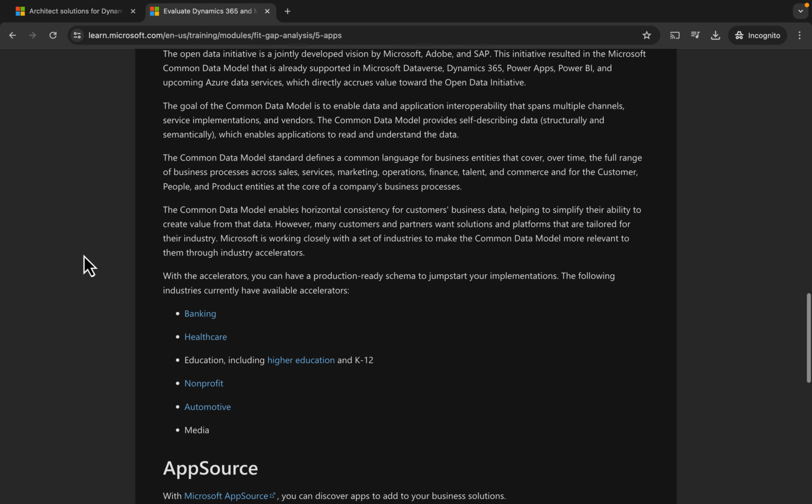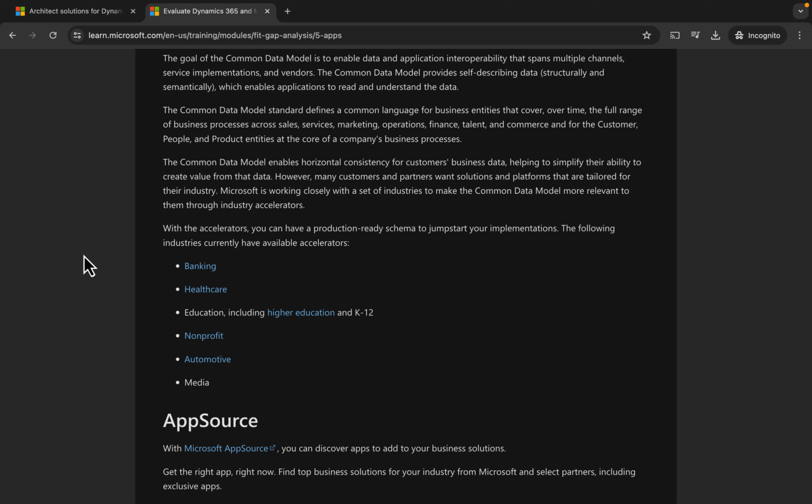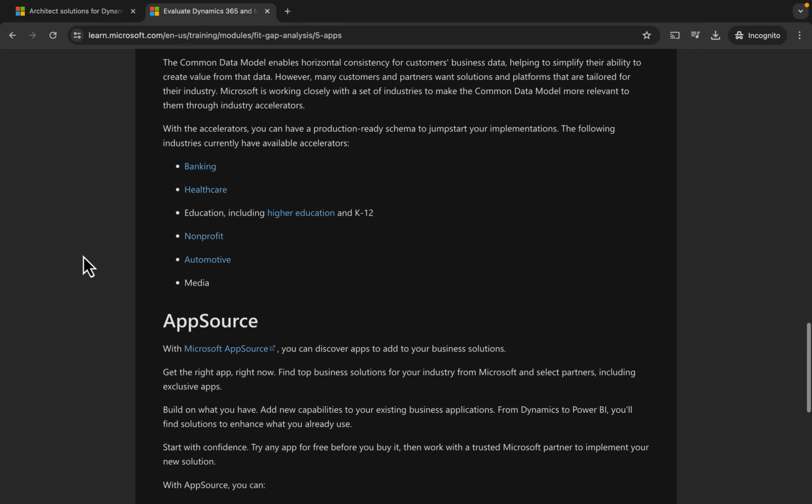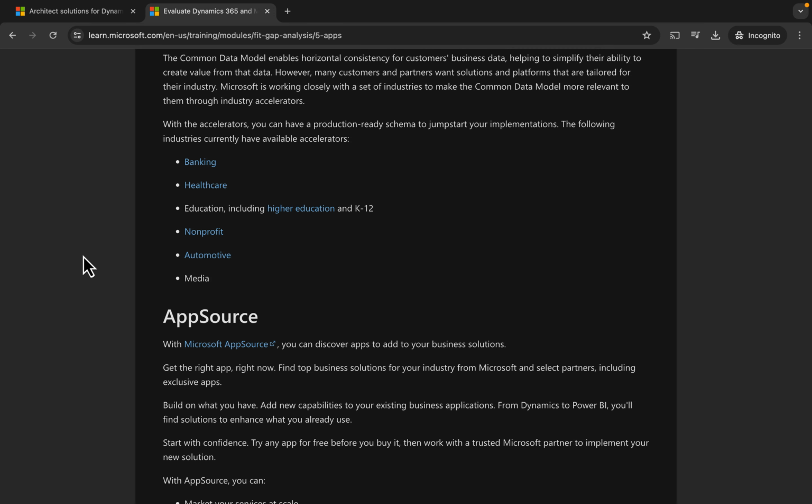The Common Data Model provides self-describing data, structurally and semantically, which enables applications to read and understand the data. The Common Data Model standard defines a common language for business entities that cover, over time, the full range of business processes across sales, services, marketing, operations, finance, talent, and commerce, and for the customer, people, and product entities at the core of a company's business processes. The Common Data Model enables horizontal consistency for customers' business data, helping to simplify their ability to create value from that data. However, many customers and partners want solutions and platforms that are tailored for their industry.